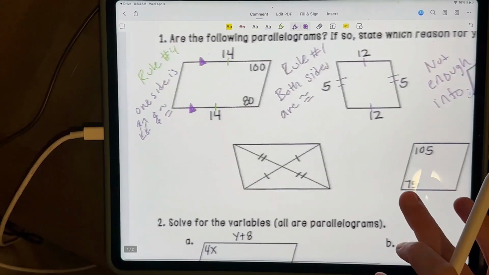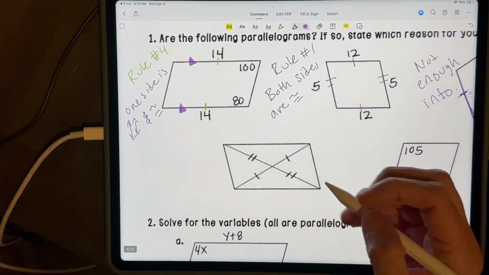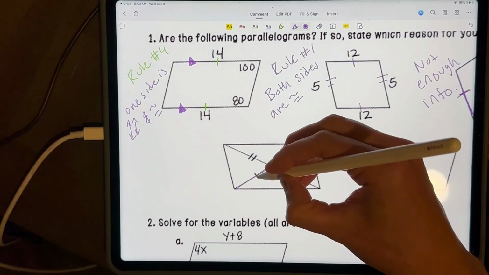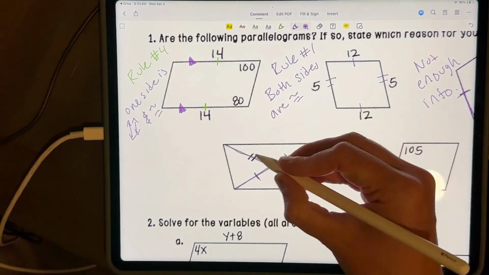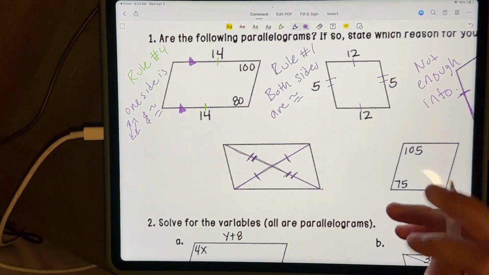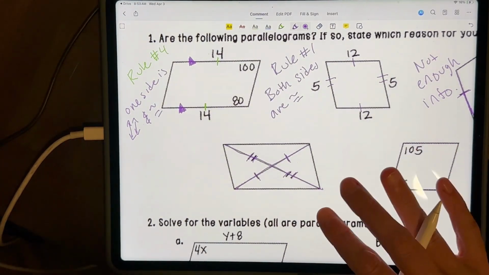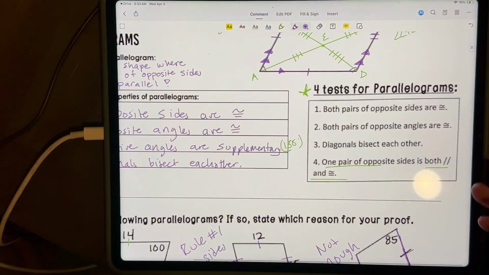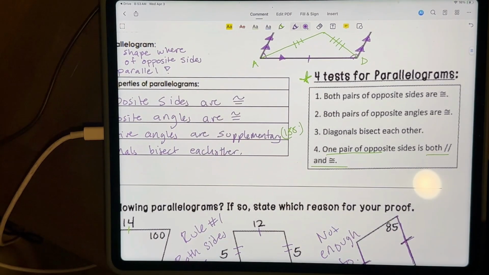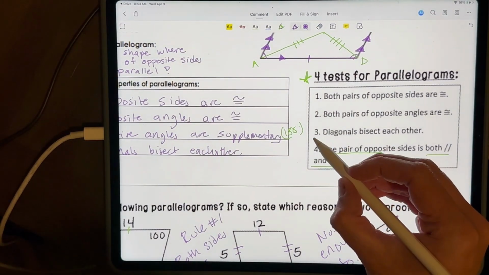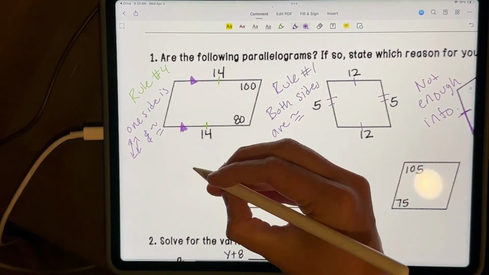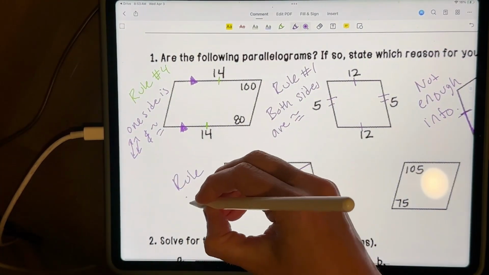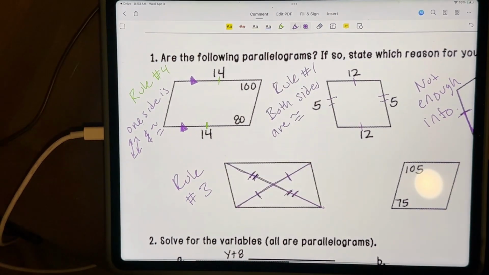All right, this one has the diagonals drawn in and told that these two are congruent, which works, and that this one is bisected as well because those pieces are congruent. So is there any rule in here that states that diagonals are congruent or diagonals are bisected? Yes, this one right here, number 3, diagonals bisect each other. So this would be rule number 3.